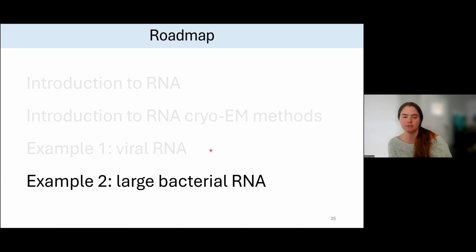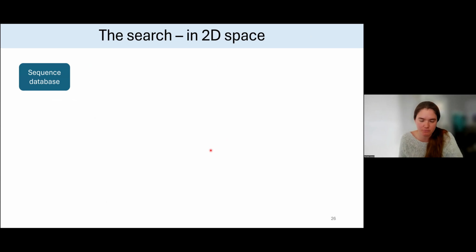So moving on now to the second example, which expands our notion of what RNA structure is possible. In the search for more RNA folds, we can take the approach of going after something very biologically and, in the case of coronavirus, societally important. But there have also been massive searches done globally over metagenomic data, and these searches have been done in 2D space.